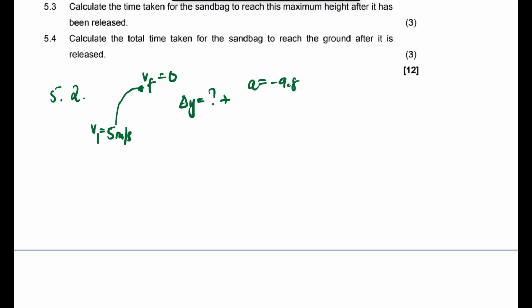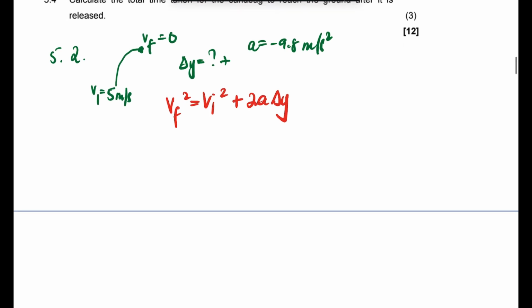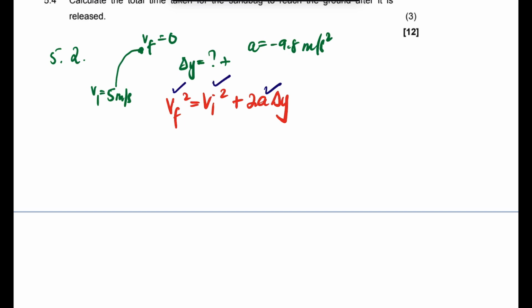Is negative. Very important. Okay, now which formula are we going to choose to do that? So we're going to use this formula: Vf squared is equal to V initial squared plus 2a change in y. And then we substitute now. Substituting, we have the final velocity, we have the initial is 5, acceleration, we want the displacement.